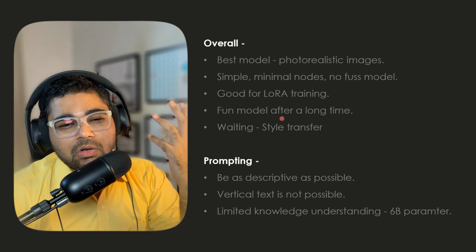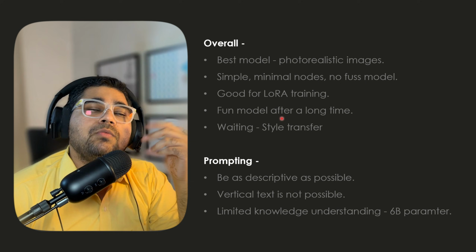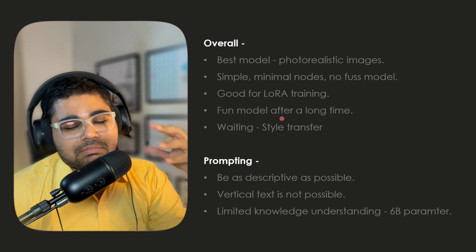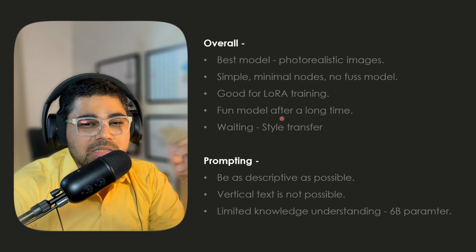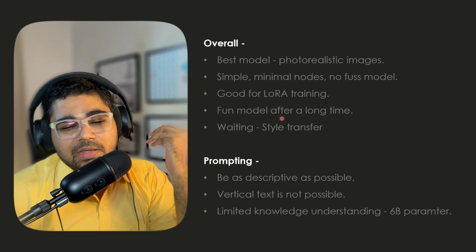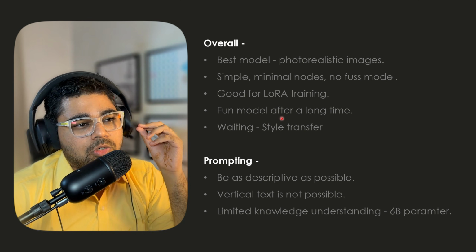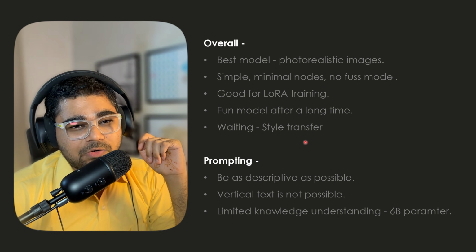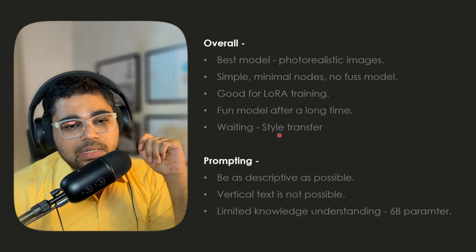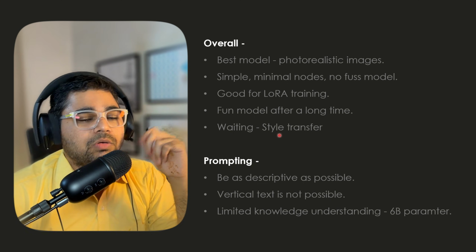It's a fun model after a long time. I felt like the last fun model that I used that had less technicality was Fluxmania. I think Wan was fun, but it had a lot of this mixture of experts, low noise, high noise, nonsense. After Fluxmania, I think this has to be the most simple model. Now I'm just waiting for style transfer to be added, and image editing capabilities. Okay, if these two things are added, I think we will have the full suite of Z Image Turbo.